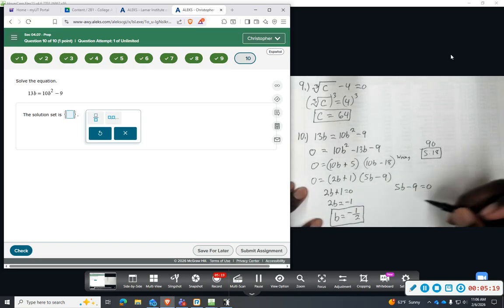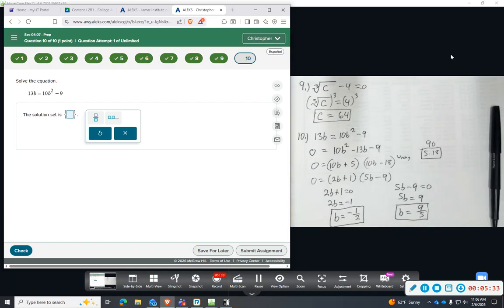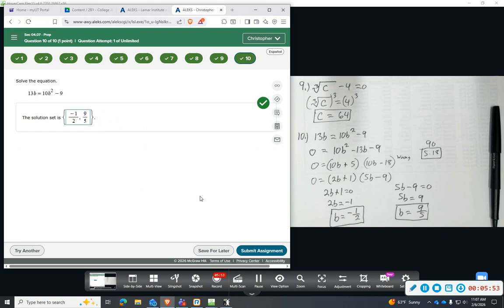Here I would add 9, so I get 5b equals 9, divided by 5. B equals 9/5 is your other solution. All right, so that'll complete the prep.